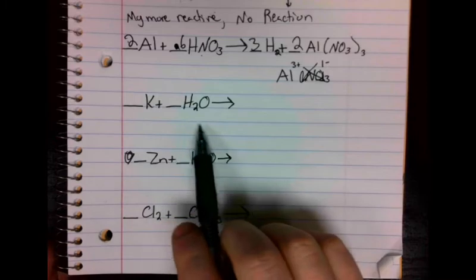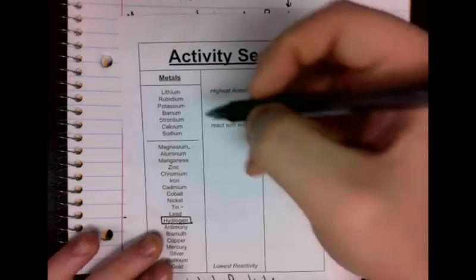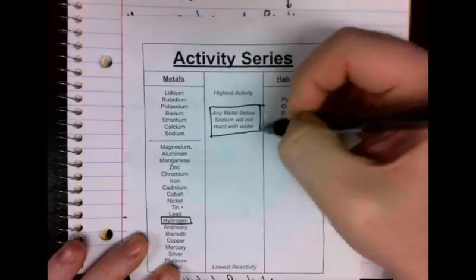We have K plus H2O and Zn plus H2O. Now, on the reactivity series, there is actually a little box that is very important.